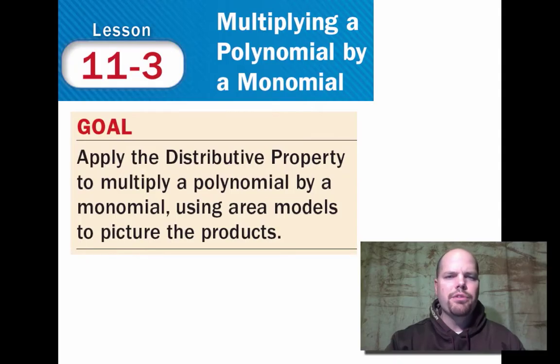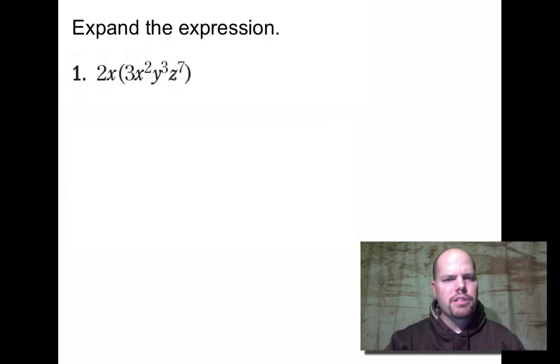In lesson 11.3 we'll be multiplying a polynomial by a monomial. So the goal will be to apply the distributive property to multiply a polynomial by a monomial using area models to picture the products. This will be the same as we've multiplied in earlier chapters, so this should be a pretty quick and easy lesson for you since it's not necessarily new for you.